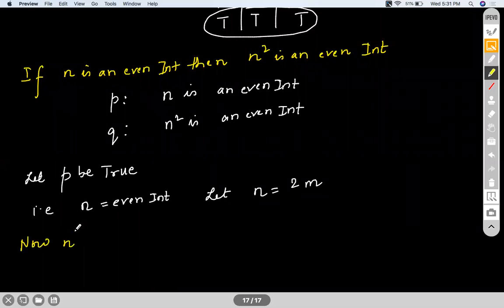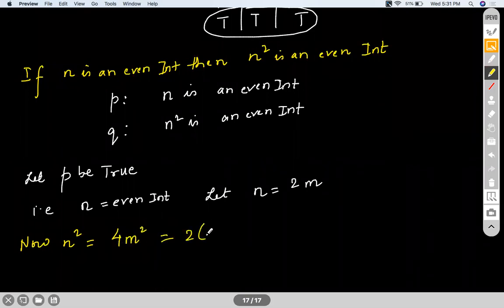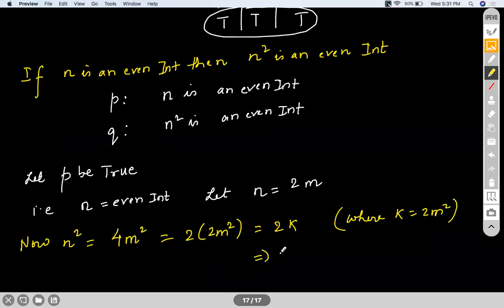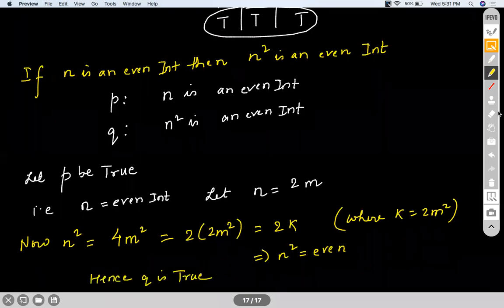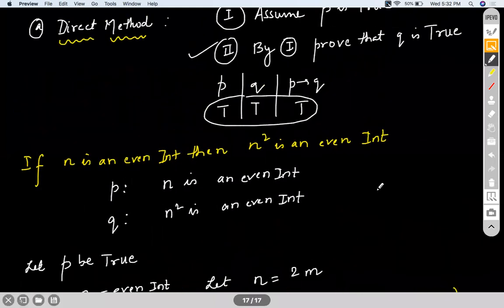Now, what is n square? N square can be written as 4m square. This is a compute in your mind. Yeah. So now you can write this as 2k, where you are calling k as your 2m square, which definitely implies that n square is even. That means you have proved that Q is true. So by assuming P is true, if you have been able to prove that Q is true, that means it implies this is also true by this truth table.